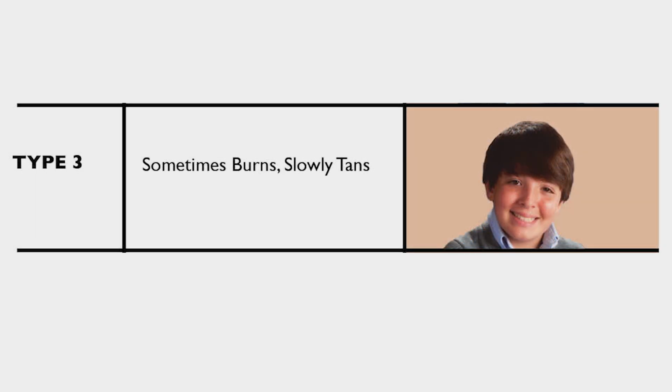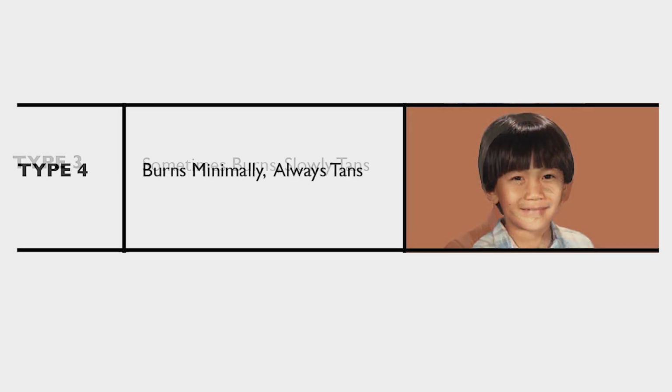Let's look at type 3 skin. So type 3 skin, you can see in this student that he's got more pigment in his skin and he's got brown hair. Now this is somebody who can tan and rarely burns. He's got a little bit more natural protection. Type 4 skin, as you can see in this illustration, is a student who has even more melanin in his skin, more natural protection. These are kids who rarely burn and they do tan.